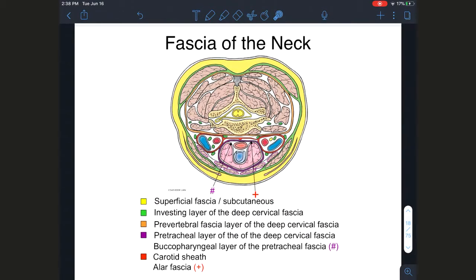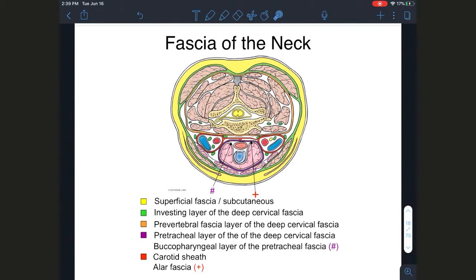But once it bifurcates into the internal and external carotid, that external carotid is going to leave the carotid sheath to go to your scalp and your face. Okay. So that's an important concept as well, that the internal carotid will stay inside the carotid sheath while the external carotid is going to leave the carotid sheath. Okay.